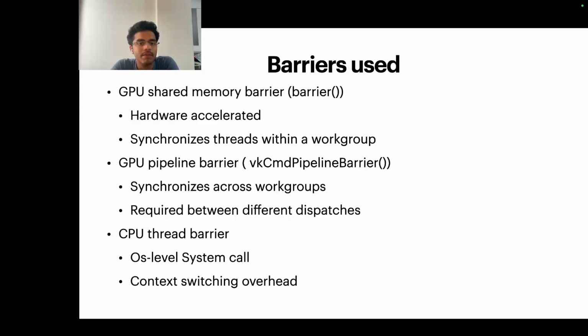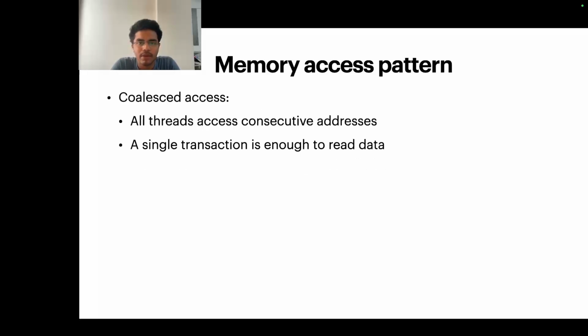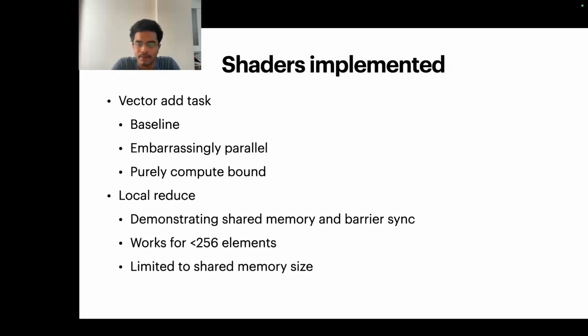I'm using three kinds of barriers in my project. The first is a GPU shared memory barrier, which performs synchronization among threads within a workgroup. There's a GPU pipeline barrier that synchronizes across workgroups, that is, between different stages of the pipeline. And then there's a CPU thread barrier, which is at the OS level on the CPU, and there's a context switch overhead involved, so it's a bit slower. I'm using coalesced memory access so that threads can access consecutive addresses. A single transaction is enough to read the data.